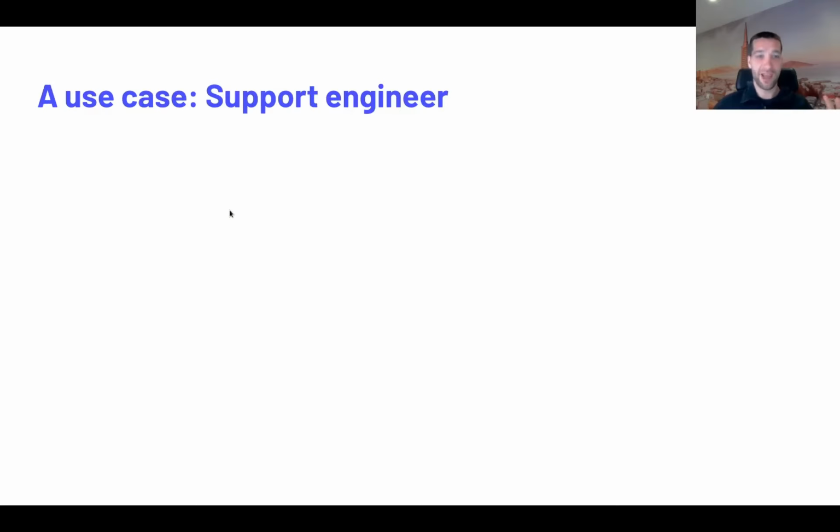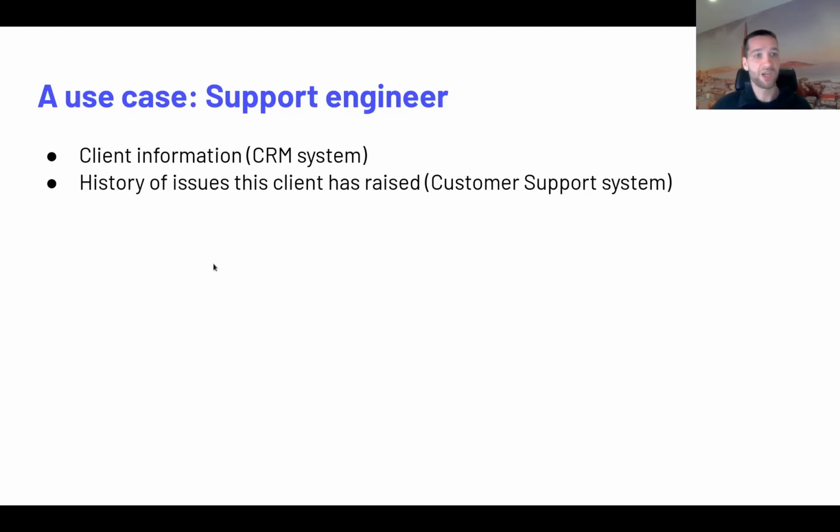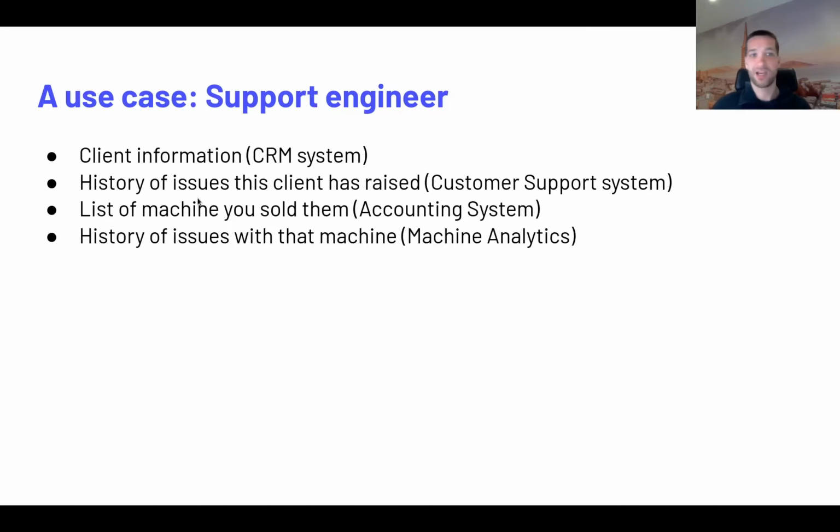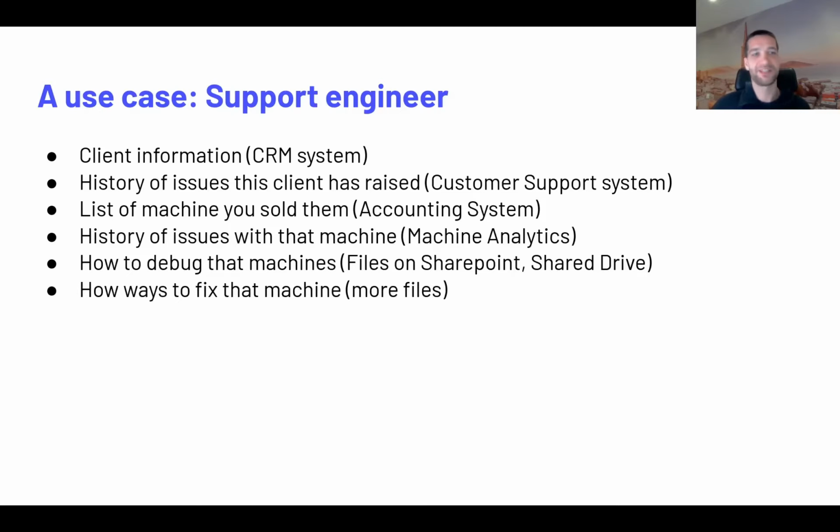And so let's walk through a very typical use case in a company, for example, in a customer support environment. Say you're an engineer supporting a client that has a problem with the machine that you sold them. What kind of information will you need to efficiently and effectively help your customer? You probably need access to this client information that lives in a CRM system. You will need to know a history of issues this client has raised. That probably means access to the customer support system. You will want a list of machines that you sold to this customer, which lives in an accounting system, a history of issues with that machine, how to debug those machines, etc.